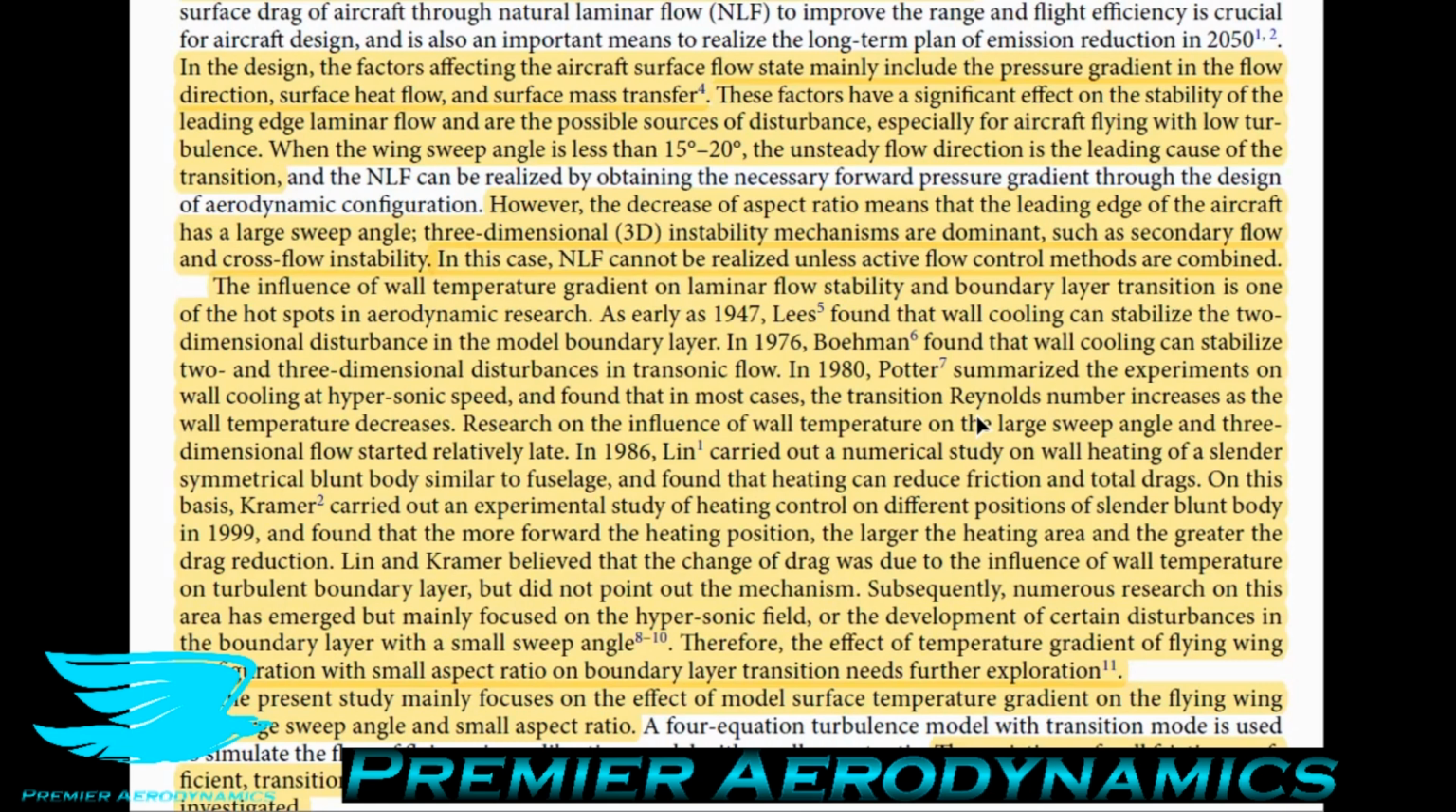In 1980, another researcher summarized the experiments on wall cooling at hypersonic speed and found that in most cases, the transition Reynolds number increases as the wall temperature decreases. So let's talk about hypersonic speeds quickly. It's one definition that isn't often covered. So we know subsonic speeds, supersonic speeds, and now there's hypersonic speeds.